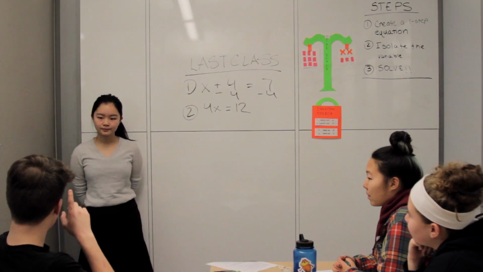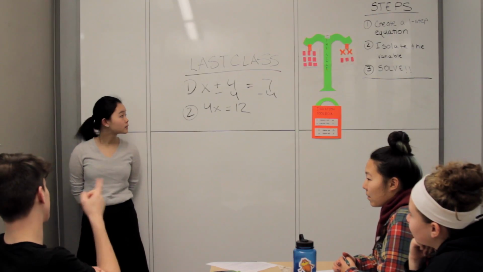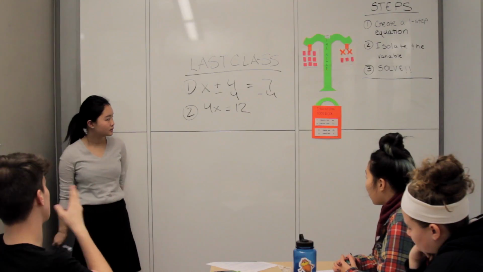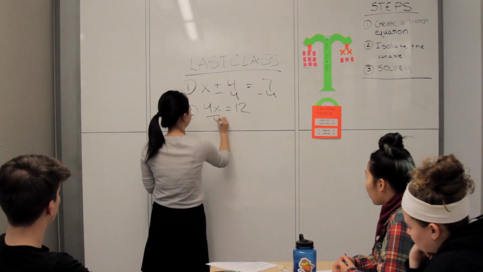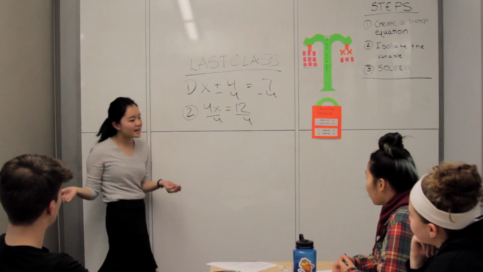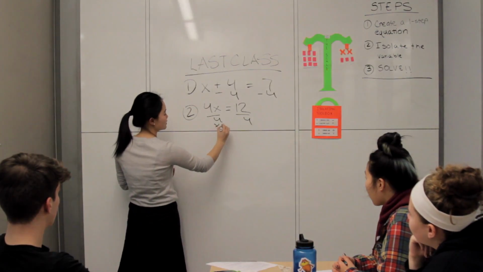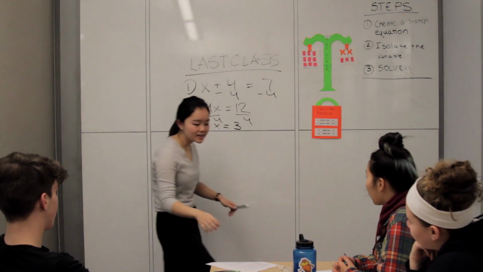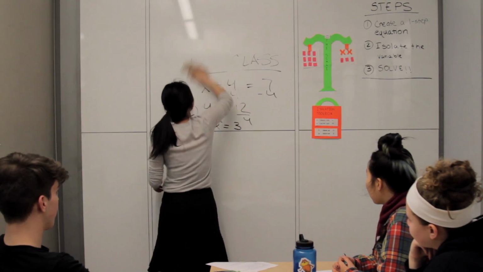Sure, the 4 is in front of the x, that means 4 times x, and so you divide both sides by 4. Awesome. So everyone, what does x equal in these two equations? 3. Awesome. So let's jump right into some two-step equations now.